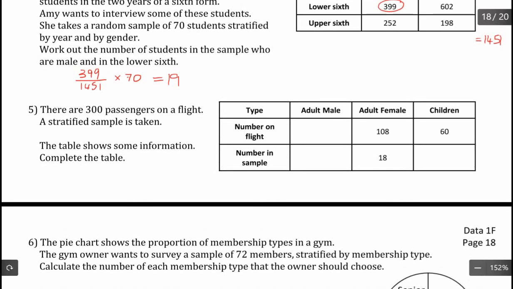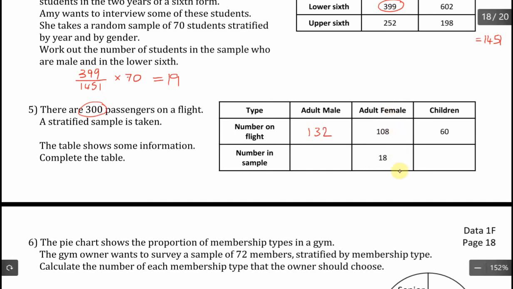And number 5, we've got 300 passengers on a flight, a stratified sample is taken, and we've got some information. We've got to complete the table. Okay, well, first things first, we were told there were 300 people on the flight. We've been shown how many children and how many adult females there are, so we're just going to do a subtraction to work out the number of adult males. So these will add up to 168, which means 132 must have been adult males.